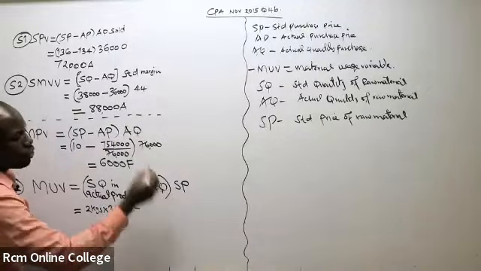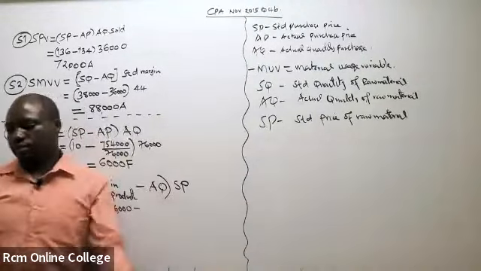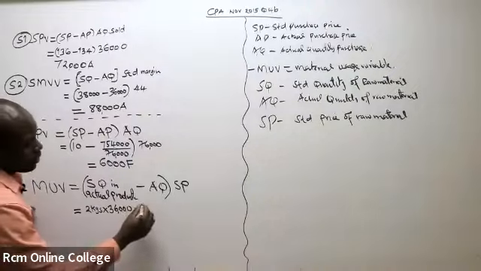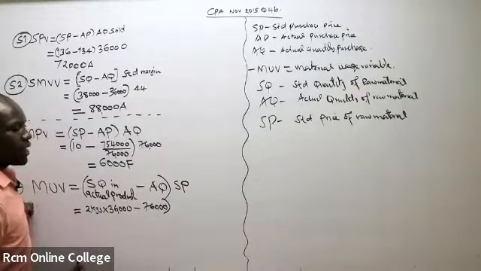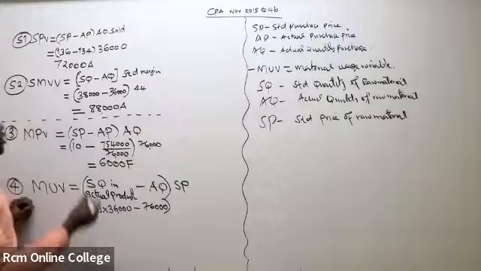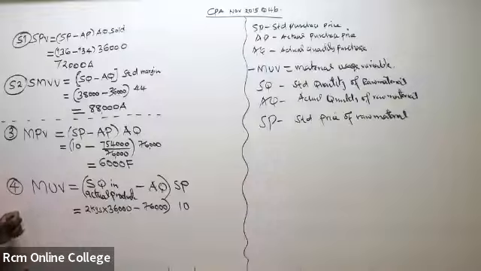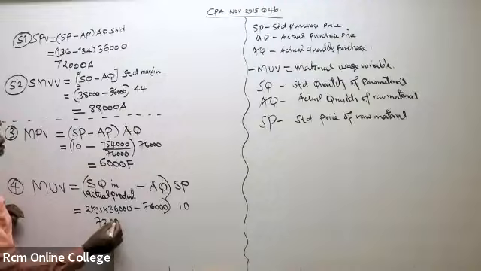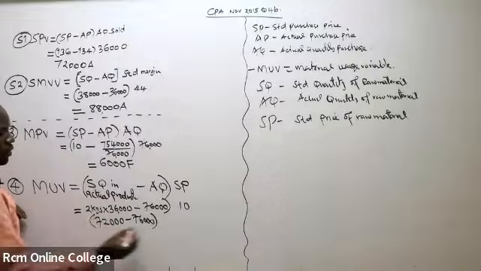Then we less actual quantity of raw material. What is the actual quantity of raw material? 76,000. Then we need to multiply by standard price of raw material. Tulitumia hapa juu. Good. So what are we getting? 2 by 36, that is 72,000. We are comparing with 76,000. Then we multiply by 10.